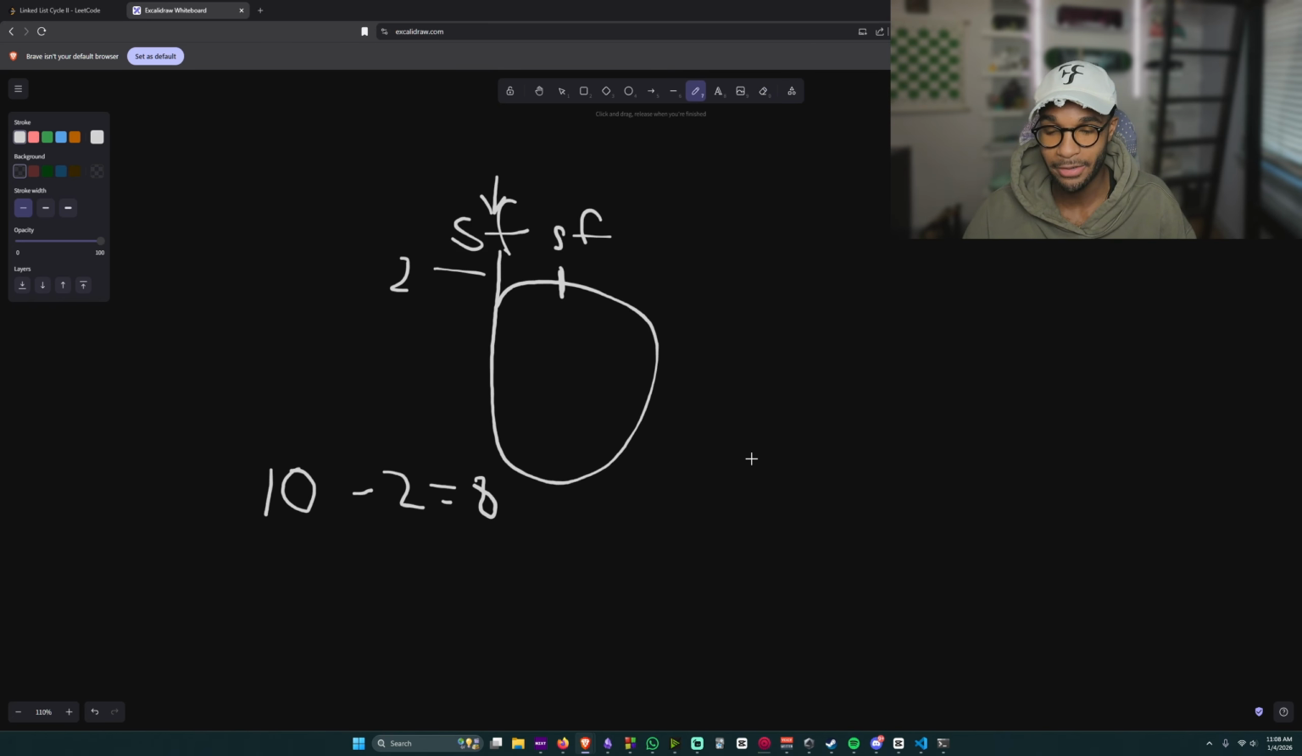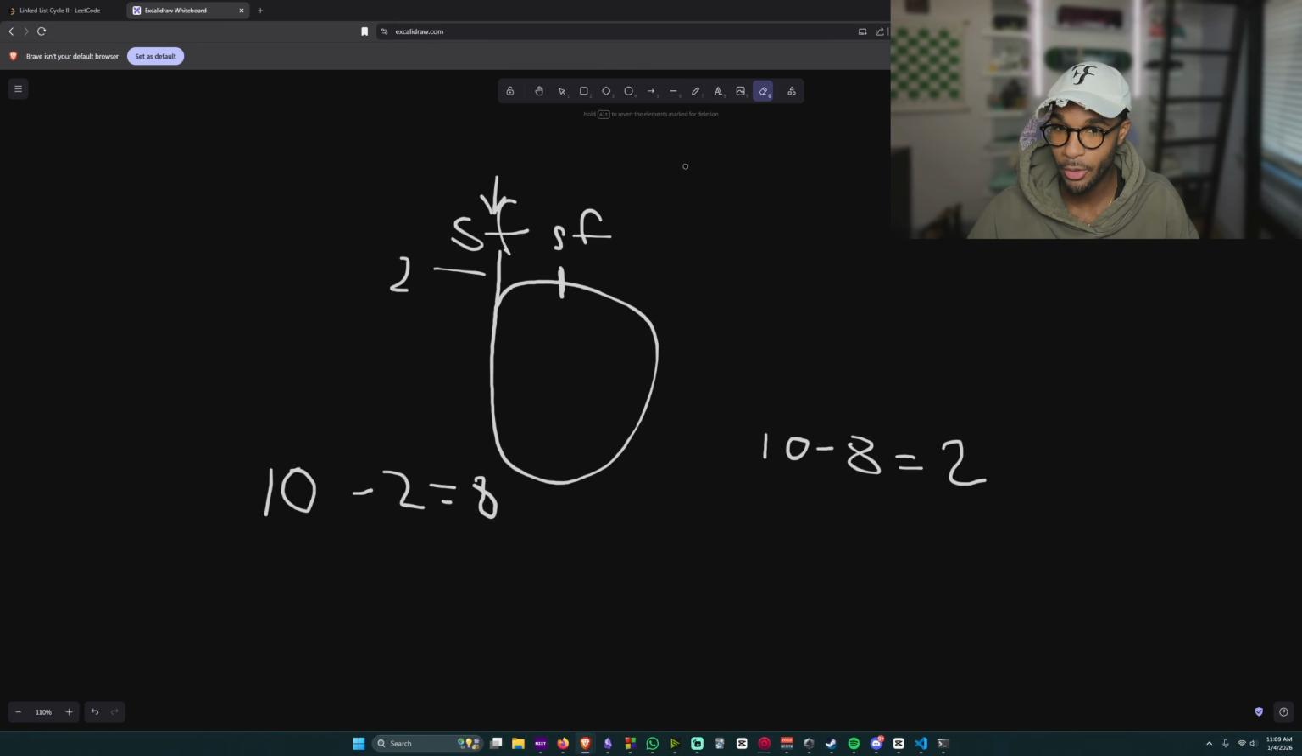All right, so hopefully you see the pattern here. 10 minus 8 is 2. So that means the distance from the start of the linked list to the start of the cycle, we already established is 2. And the distance from where they meet to the start of the cycle is also 2.